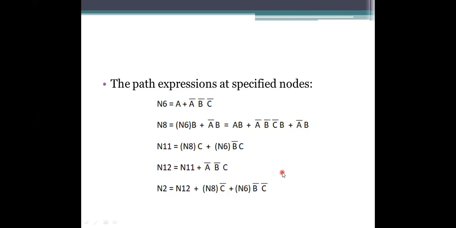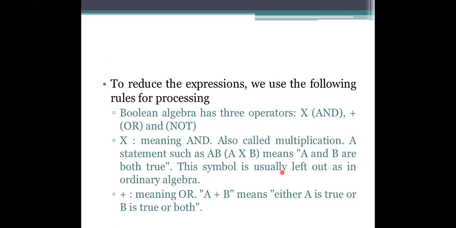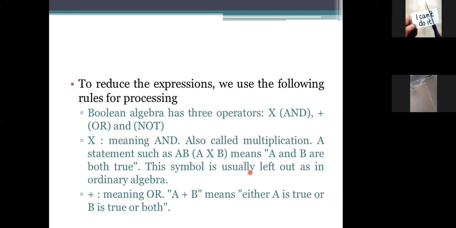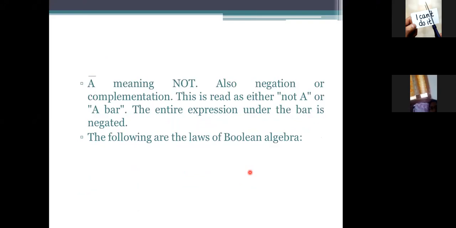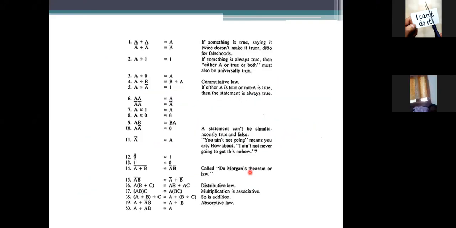Here we need to reduce this expression by using Boolean algebra rules. So what are the Boolean algebra rules here? We have 20 such rules for processing. What are the 20 rules here? See, normal Boolean algebra rules like the commutative law, De Morgan's law, distributive law, association, all these are included.